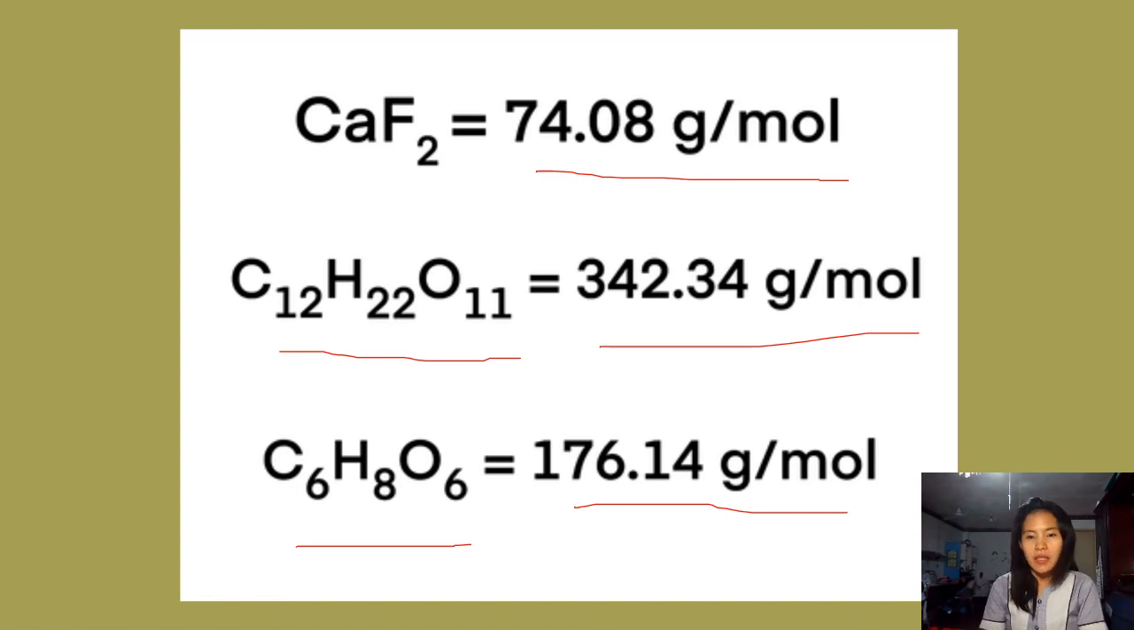And do not forget to identify the particle, the representative particle. Is it a molecule or a formula unit? Okay, don't forget that the particle for covalent compounds is molecule, and the particle for ionic compounds is formula unit.